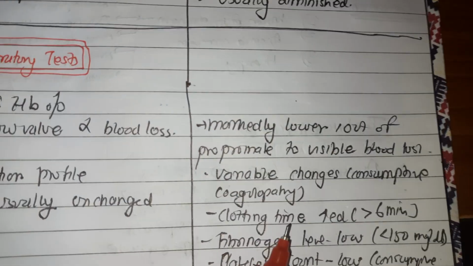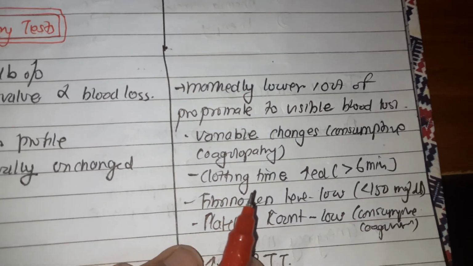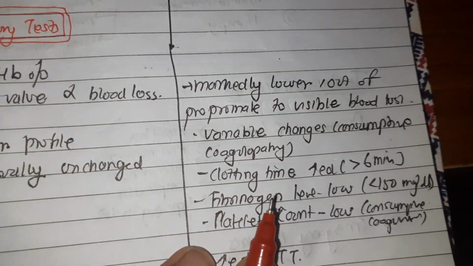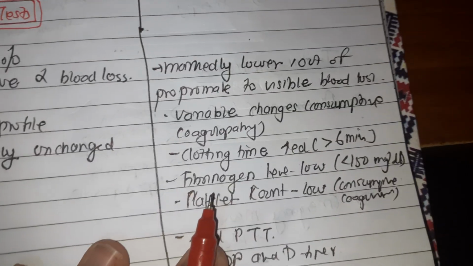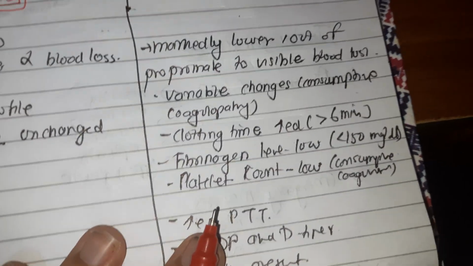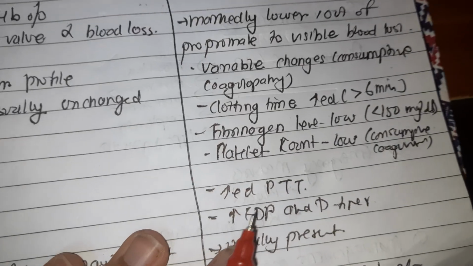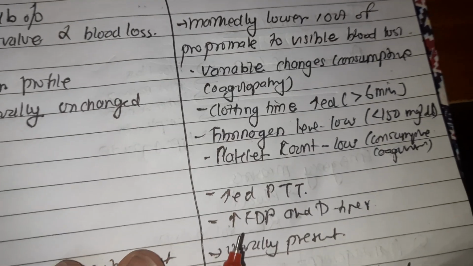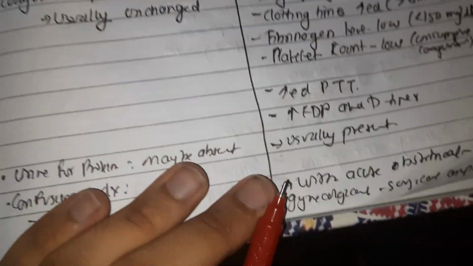Where there are variable changes in the coagulation, there might be consumption coagulopathy. The clotting time is increased to more than 6 minutes. The fibrinogen level is low, less than 150 milligram per deciliter. The platelet count is low. There is increased partial prothrombin time. There is increased fibrin degradation product, and D dimer is elevated.